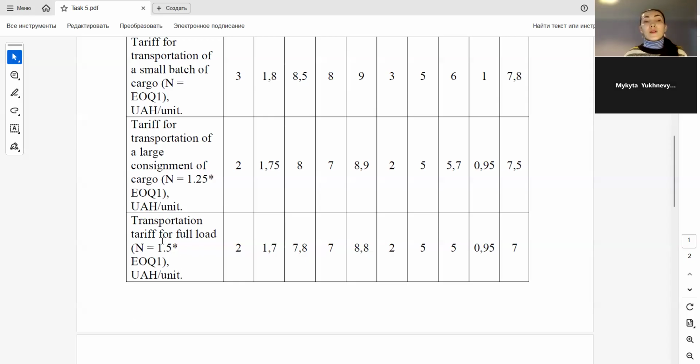EOQ3 is when we use full load, so we could write EOQ3 is equal to 1.5 multiplied by our EOQ1, not 2 EOQ1. What it means? It means that we make our EOQ bigger by 50%. So, calculate all payments, and after that understand what is better for our situation now. Okay, so find EOQ3.